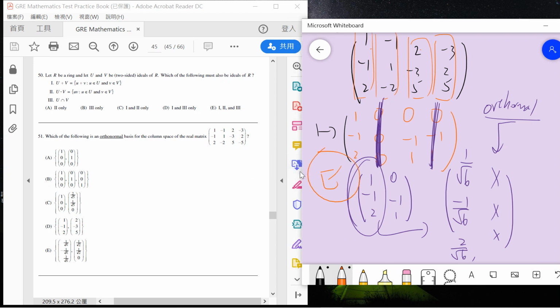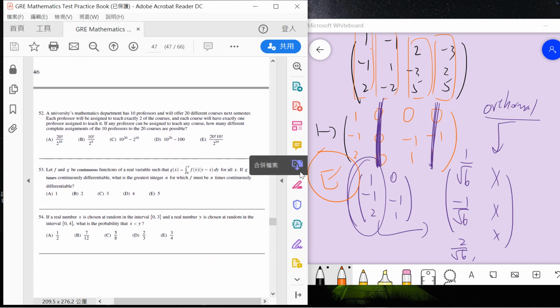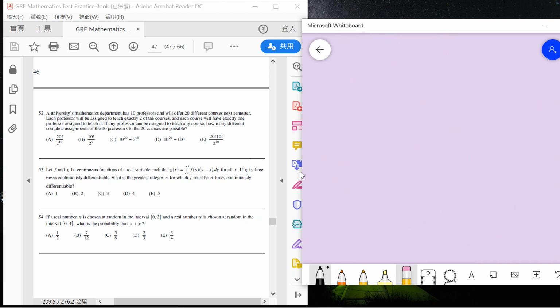So remember that in the subject GRE you don't have so much time. So once you recognize the answer, then you just immediately choose it. You cannot verify it very carefully because you don't have enough time. Okay, so I think I will solve until 52, and we will start 53 next time, and we may solve all of them.